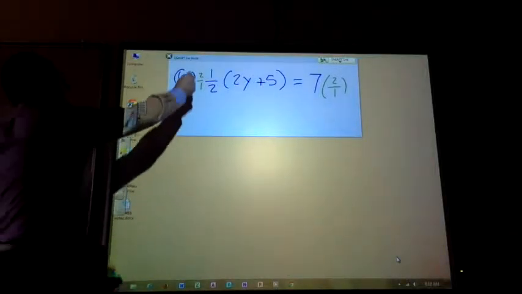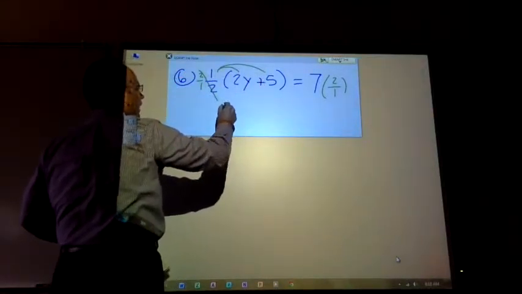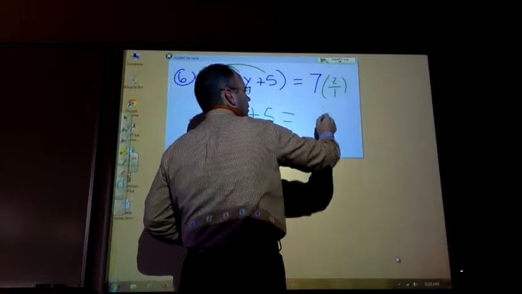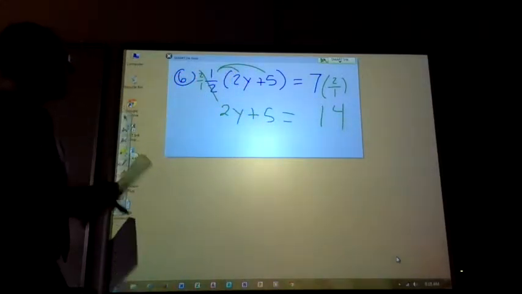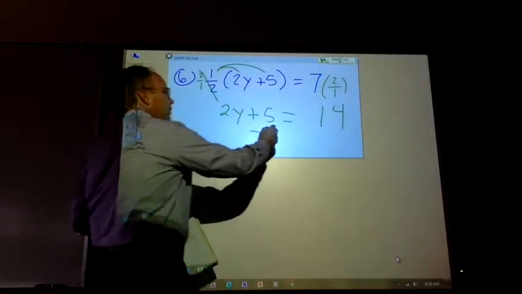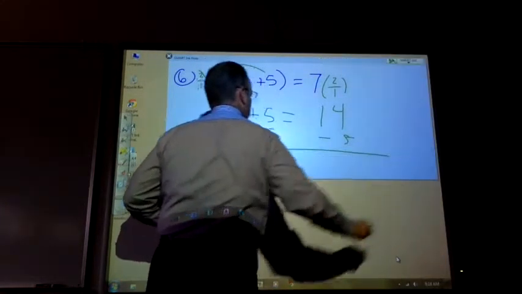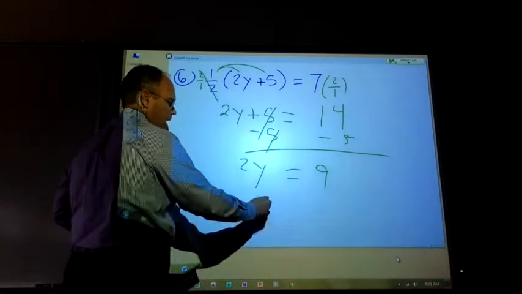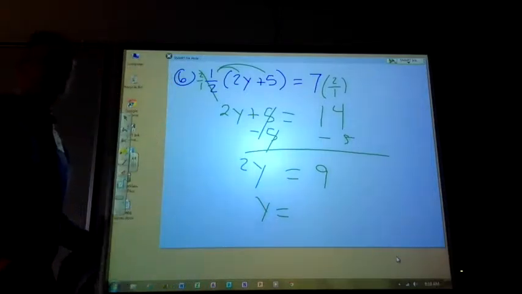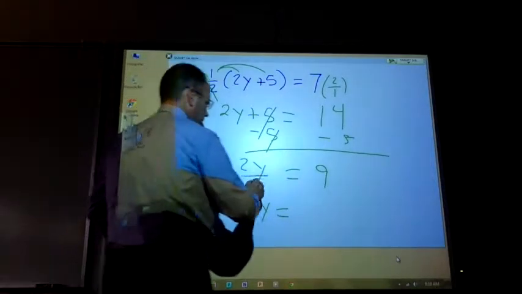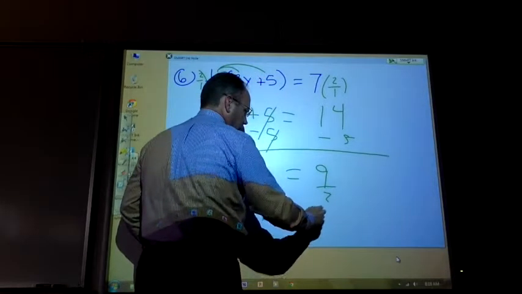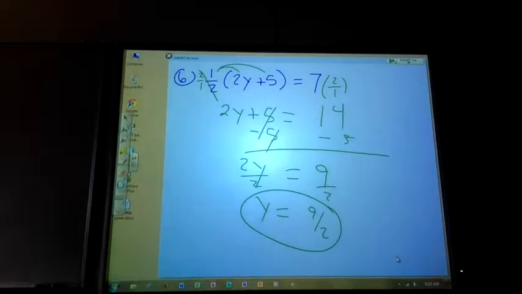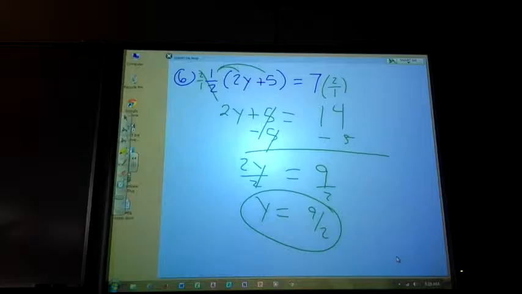Okay, same answer. This cancels. So distribute the 1 over. So I'm going to get 2y plus 5 is equal to, that gives me what? Just 14. Is that right? Subtract 5. And that gives me 2y. Those cancel. Equals 9. So y is equal to, what do I have to do to both sides? Divide each side by 2, so I get 9 over 2. I cannot reduce 9 over 2. So that one's all set.